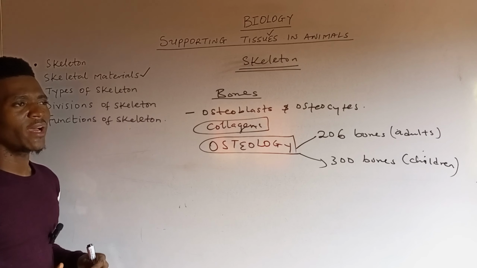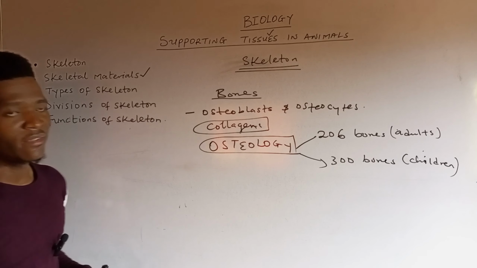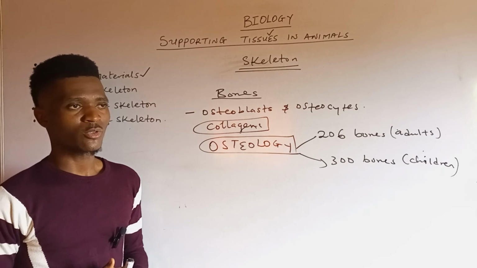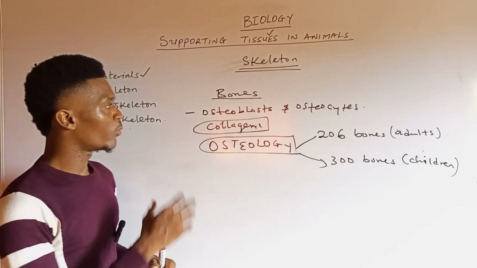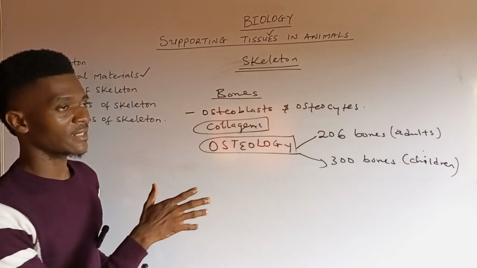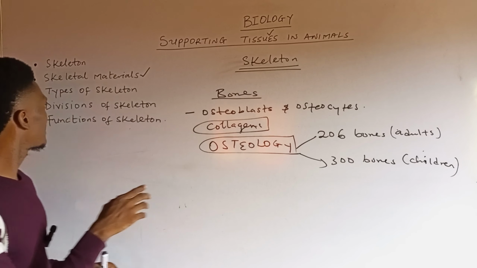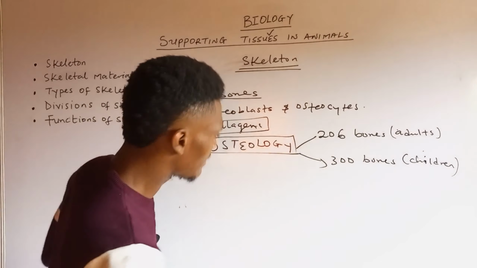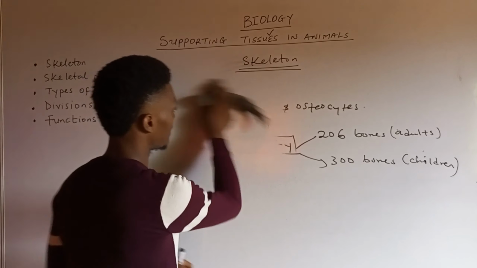Then we have seen that the bones are also living. They still play a vital role in the provision of support. All right. So we are going to stop at the skeletal materials at this point, and then let's move on to the types of skeleton.